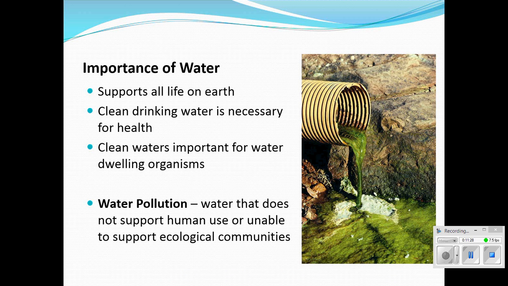So water. Water is also a vital part of life. So what makes water important? It supports all life on Earth. Clean drinking water is necessary for health, and clean water is important for water-dwelling organisms.